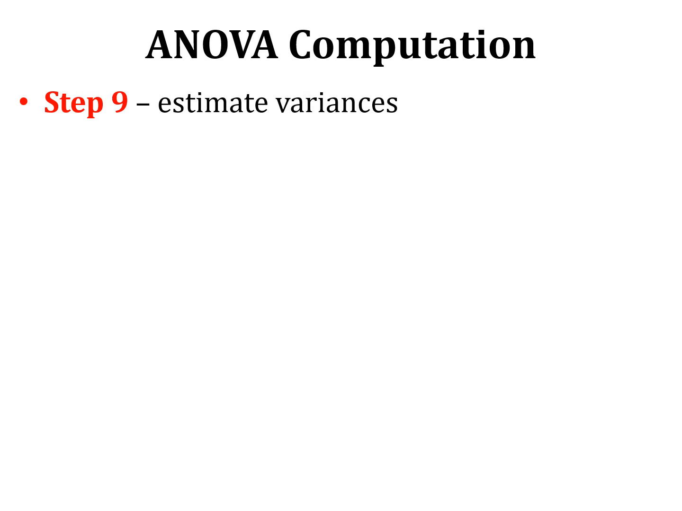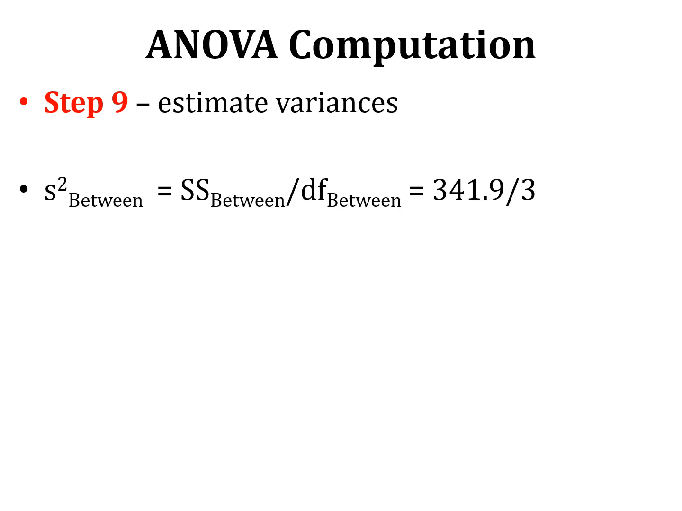Now it is time to estimate the variances, and remember, we need to calculate variance for between samples and within samples. So this is the formula for the variance between the samples. SS between, that you have already calculated, and the degree of freedom between, that you have already calculated as well. This is simply the sum of squares divided by the degree of freedom, which is 341.9 divided by 3, and the answer is 113.97.